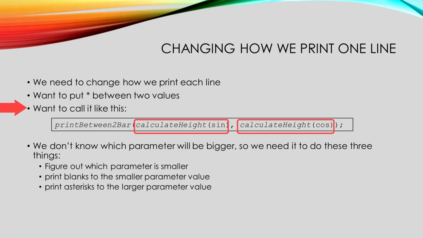So the two arguments to printBetweenTwoBar are the number of spaces to the sine and the number of spaces to the cosine. To color between the two values, we want to print spaces to the smaller one, then print asterisks to the larger one. Sometimes sine is bigger and sometimes cosine is bigger, so we'll have to figure out which one is smaller first, then print spaces to the smaller one and asterisks to the larger one.